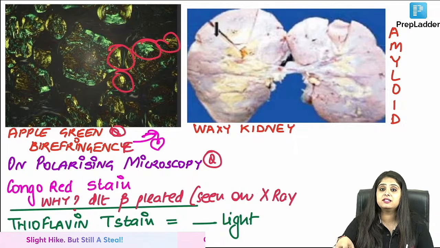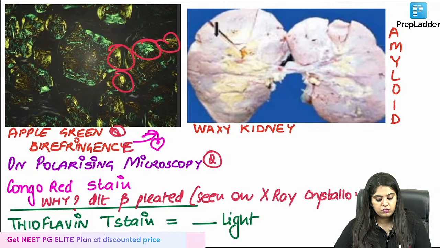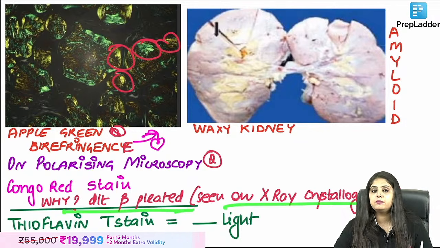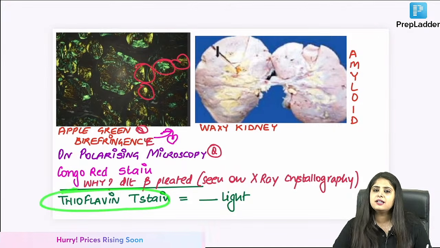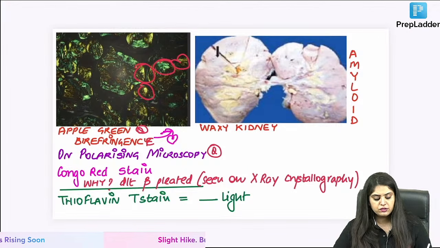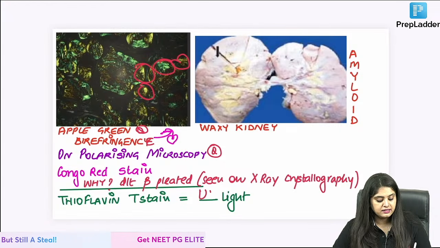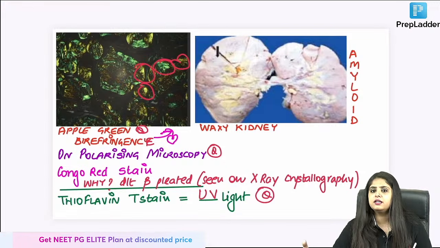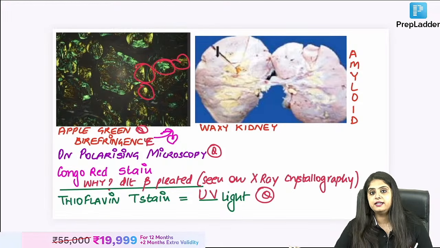Beta pleated means you are looking inside, so you will require X-ray vision. That is known as crystallography. On X-ray crystallography you see beta pleated sheet, and Congo red is done, but they ask a question. Can you use another stain other than Congo red, which is known as thioflavin T stain? Yes, you can, and the light that you will require is going to be the ultraviolet light.